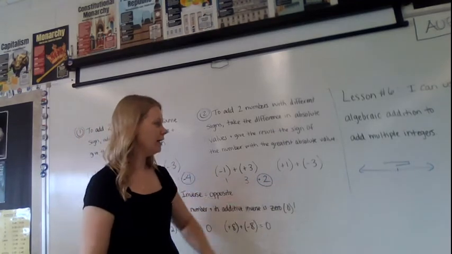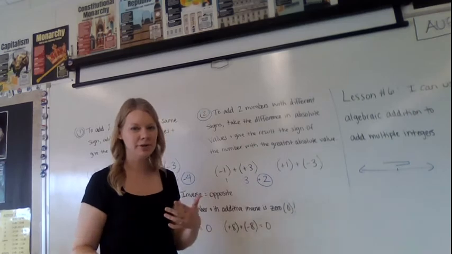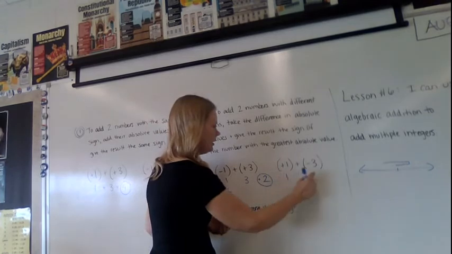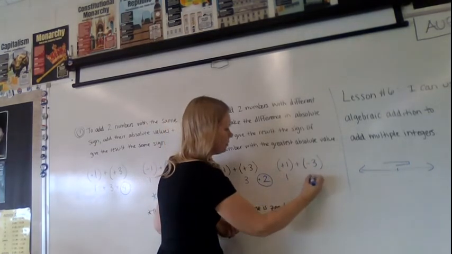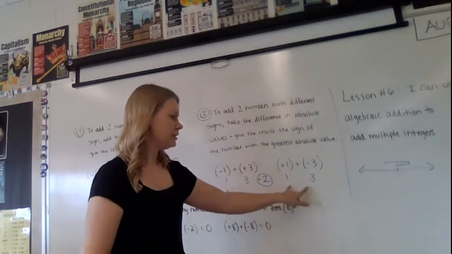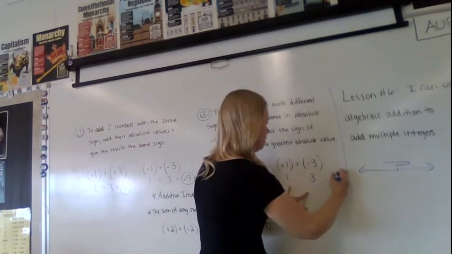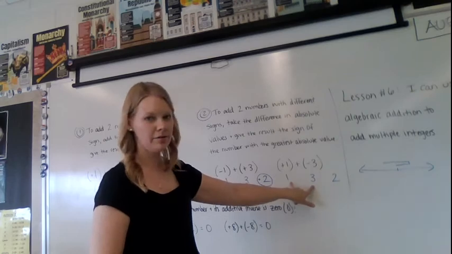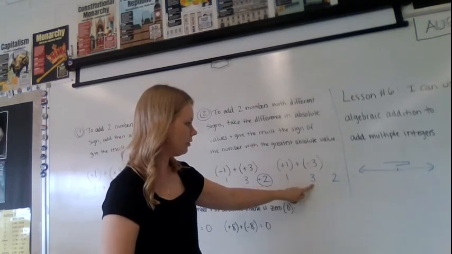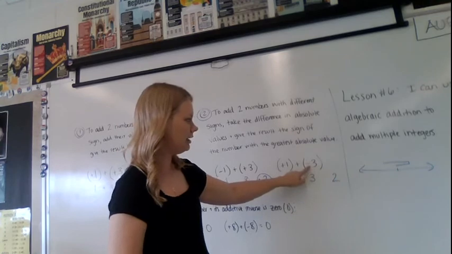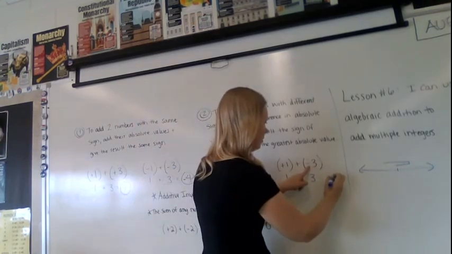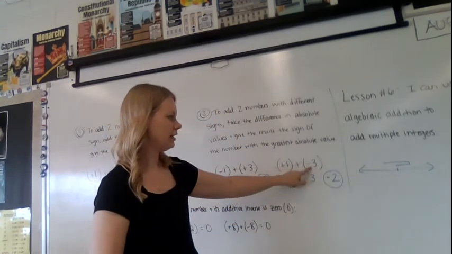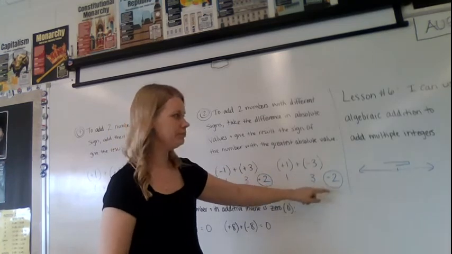Over here, we have positive 1 plus negative 3. Let's follow the same process. The absolute value of positive 1 is 1. The absolute value of negative 3 is 3. The difference between 1 and 3 is 2. Now the greater absolute value is 3, and that one had a negative sign, so our answer here will be negative. So positive 1 plus negative 3 is negative 2.